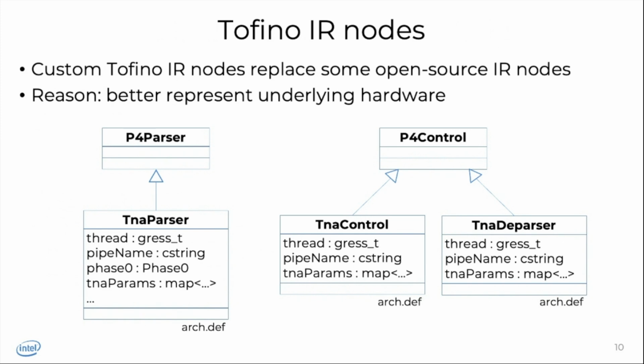So first batch here, we've got TNA parser, which is a subclass of P4 parser. And then we've got TNA control and TNA deparser, which are subclasses of P4 control. And you can see there that we've added a few properties, so things like the thread, because it could be ingress or egress. We've got a pipe name. So in Tofino 1, there's 4 independent pipes. We can have either all pipes sharing the same configuration or individual pipes having different configurations. And then there's TNA params mapped there. That's basically just mapping the parameter names that are used in the P4 program to a set of canonical names, just to make it easier for the compiler to see what parameter is what.